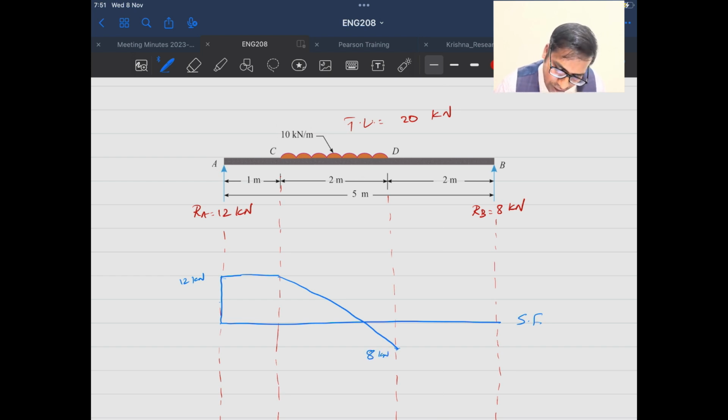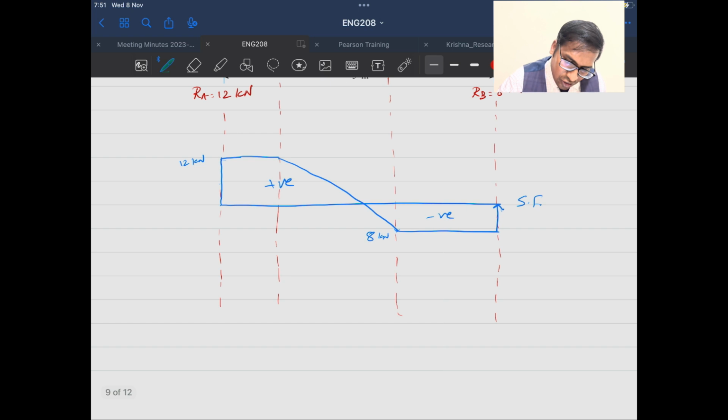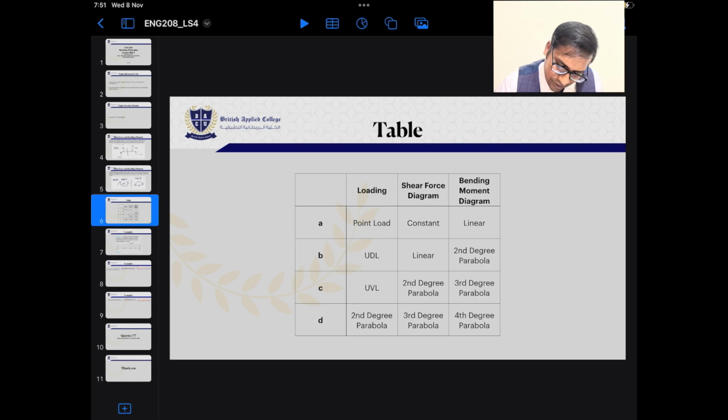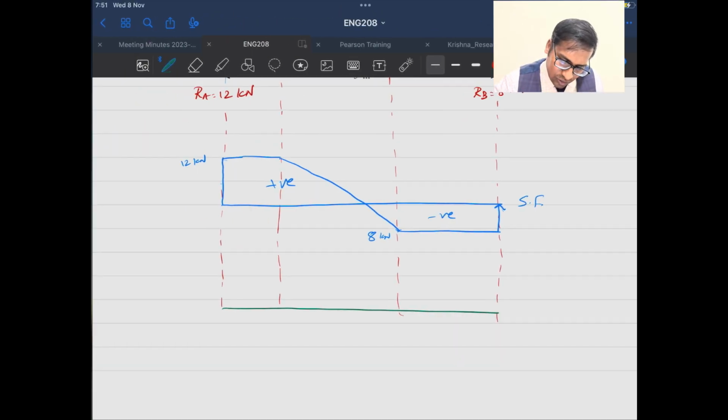Okay, now after the uniformly distributed load is done, I again travel horizontal and I reach here. At point B, I have 8 kilonewton reaction force, so I again move to the top and I complete the problem. So this will be my positive, this will be negative region. And if I draw the bending moment diagram, you can clearly see for uniformly distributed load, it should be second degree parabola. Okay, so it should be second degree parabola.